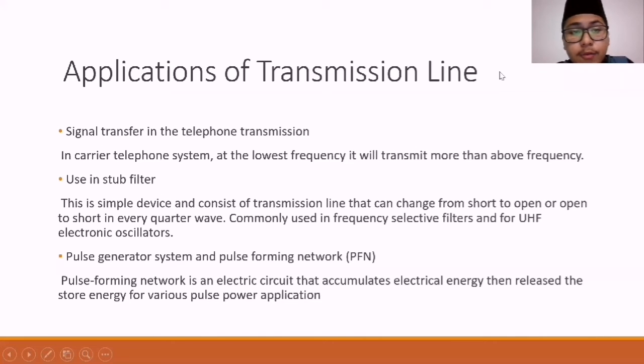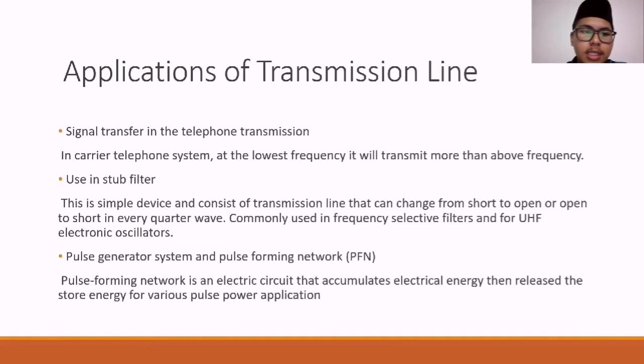Okay, let's see the applications of the transmission line. As we know, this component is durable. It means it can be used in high temperature or low temperature conditions. So, of course, there are many applications that apply this transmission line to give advantage or benefit to people.